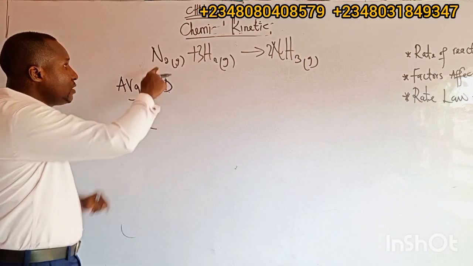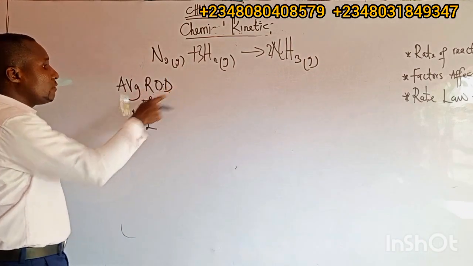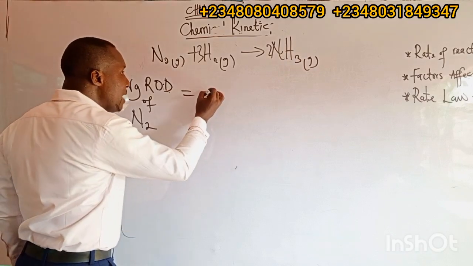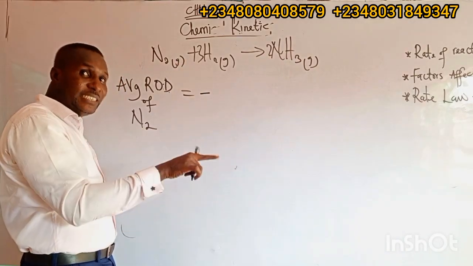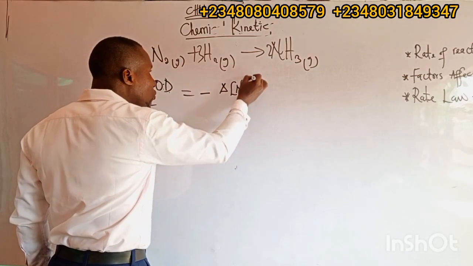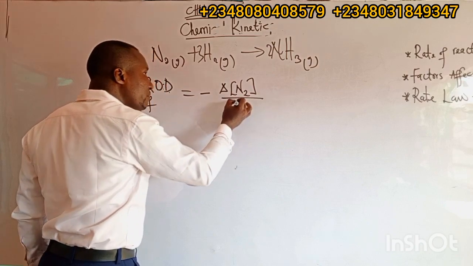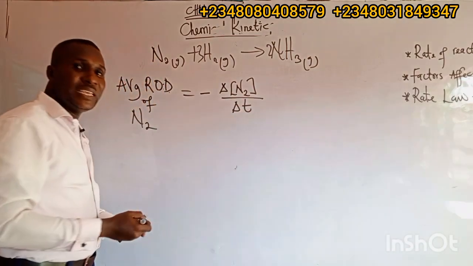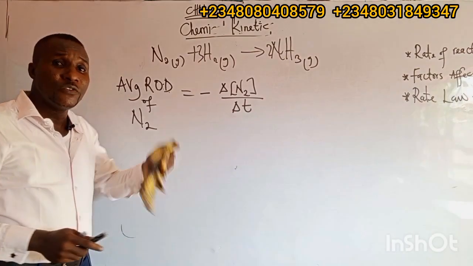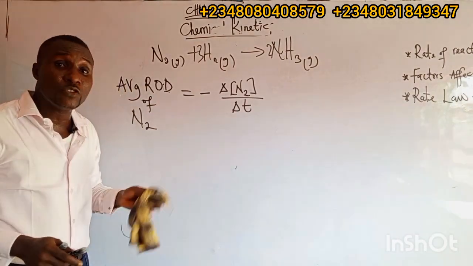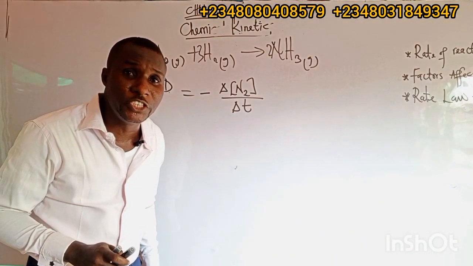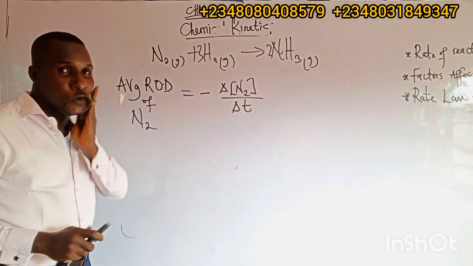Then let us look at this. Nitrogen gas. The average rate of disappearance of nitrogen gas is expressed as minus because it is disappearing, decreasing in concentration: change in concentration of nitrogen gas with respect to time. In this case, take note, when you are looking for rate of disappearance or rate of appearance, don't use the stoichiometric coefficient. Please take note.